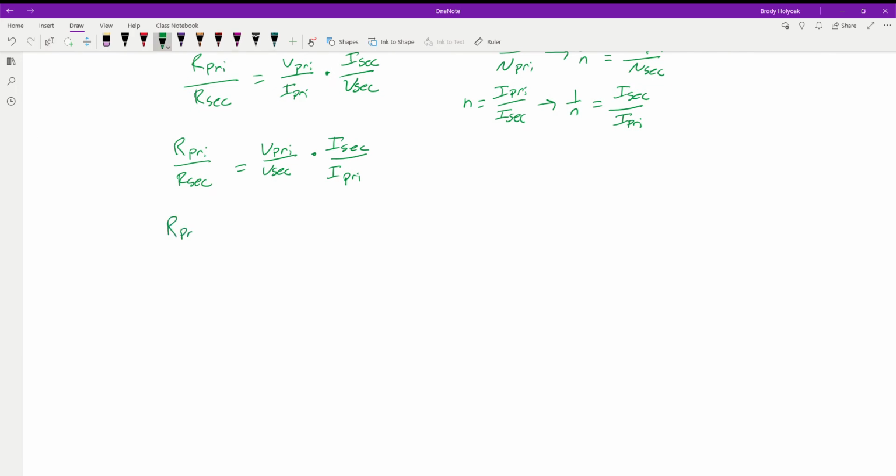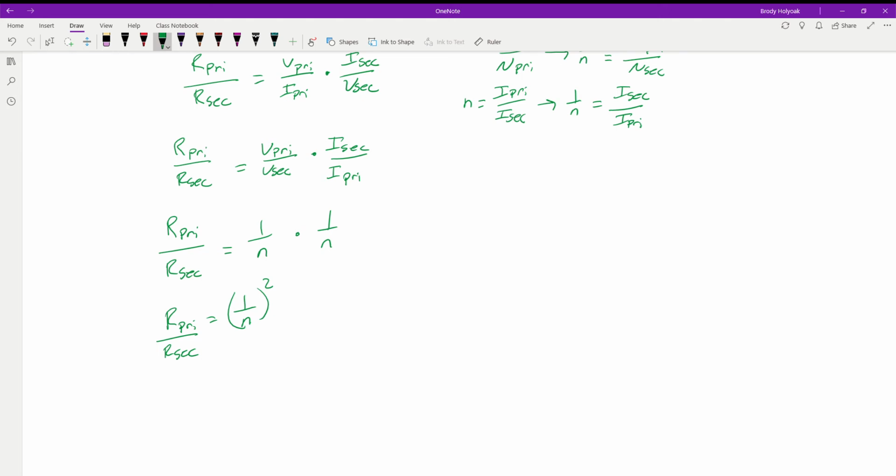So we have our R primary over our R secondary is equal to 1 over N times 1 over N. And N is a value that we can get, and that's not going to change on our transformer, which makes it really nice. So now we can combine these guys together. So we have R primary over R secondary is equal to 1 over N quantity squared. And that's our primary over our secondary. So again, we're trying to solve for what is our primary.